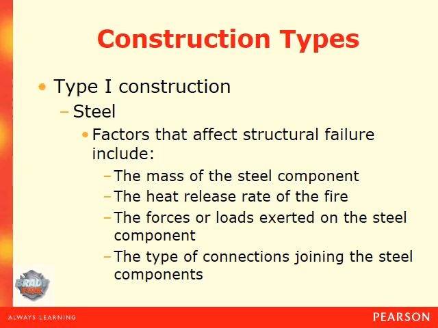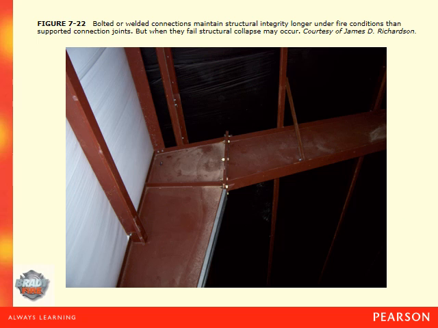So the factors that affect structural failure include the mass of the steel components, the heat release and the rate of the fire, the forces that are always exerted upon it, the different types of loads, and the type of connections joining the steel components. Here's an example of some steel components and how they are joined together, which can be bolted or welded. As you see here, we have them bolted together. And here is a good example of how it is welded together.